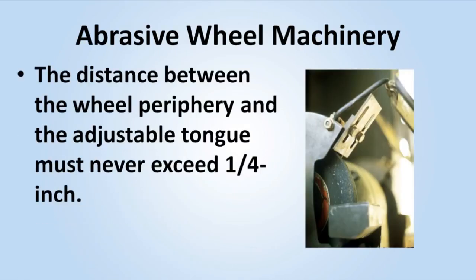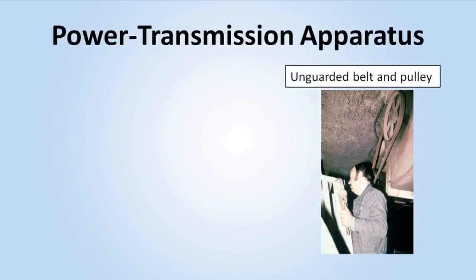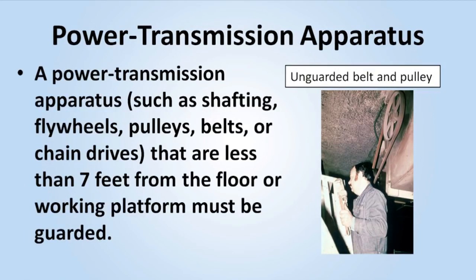The distance between the wheel periphery and the adjustable tongue must never exceed 1/4 of an inch. A power transmission apparatus, such as shafting, flywheels, pulleys, belts, or chain drives, that is less than 7 feet from the floor or working platform must be guarded.